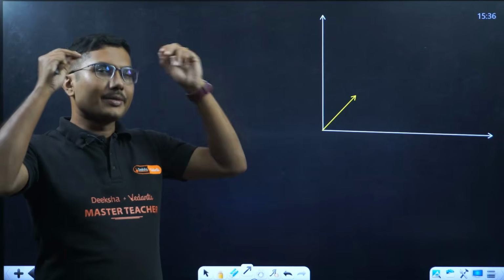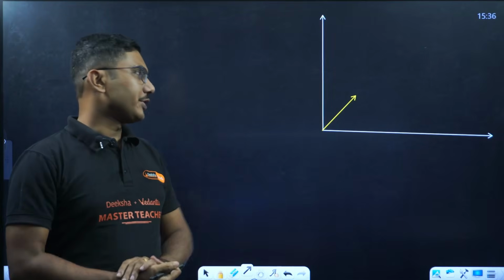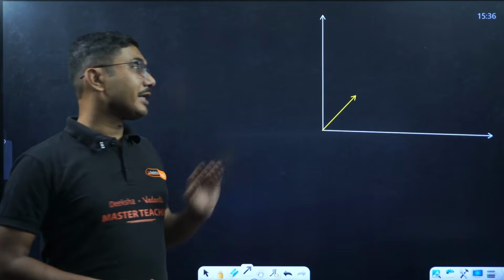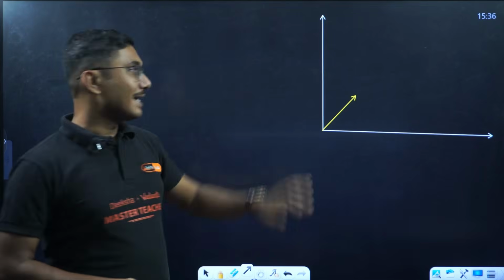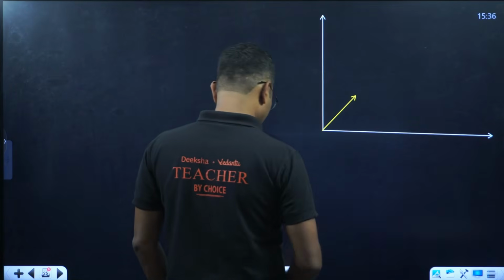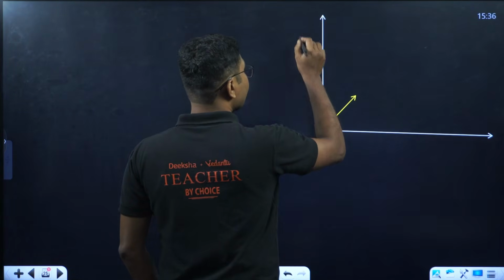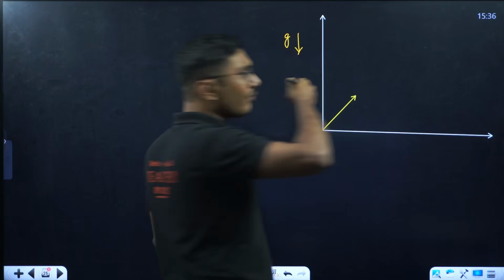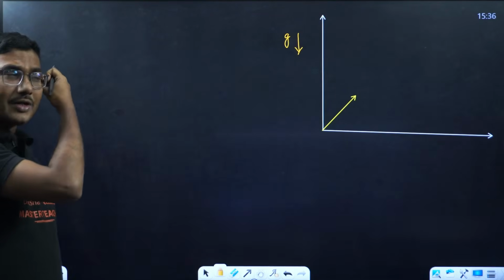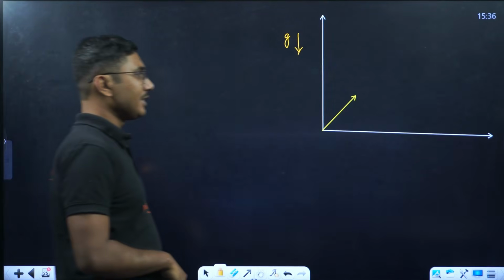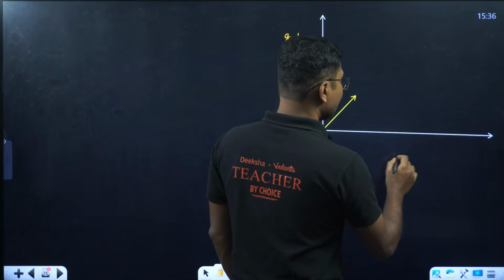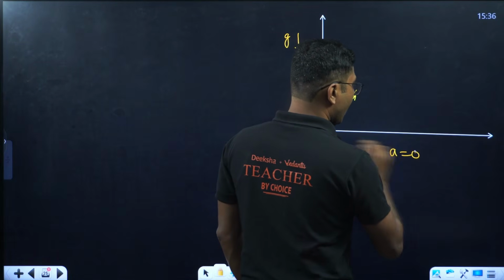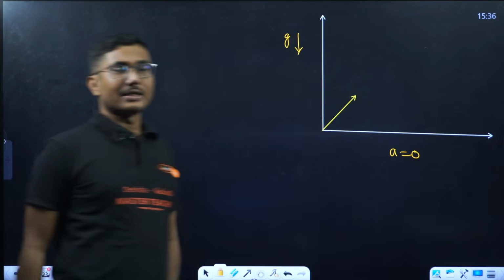Now here something very interesting happens. First of all, when the object is being thrown, there is a gravitational force acting on this object, but that gravitational force is only along the y direction. Along the x direction, there is no acceleration. Along the x direction, there is no acceleration, right?